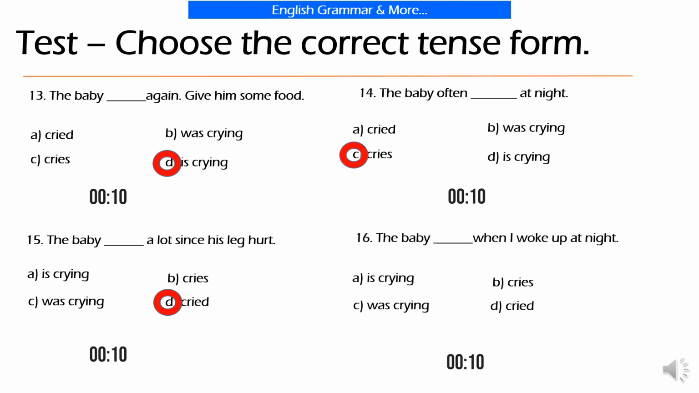Question 16. The correct answer is C. The baby was crying when I woke up at night. Here we chose the past continuous tense form because we see the word when followed by an action that happened in the past, which means that the other action also happened in the past and in a continuous mode.